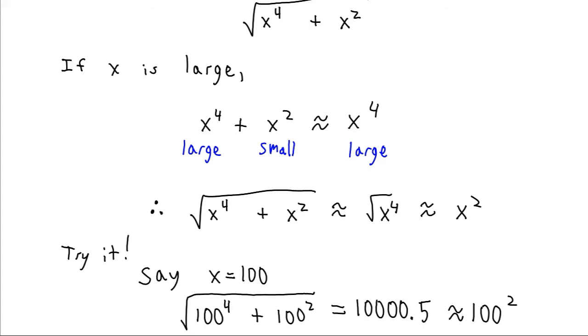And that is very similar to what we would get if we had just taken our x and squared it, like we said here. In that case, we would get 10,000, or 100 squared. So by making this approximation, it's not exactly the same, but the difference is only plus a half, and that's very small compared to the actual quantity of 10,000.